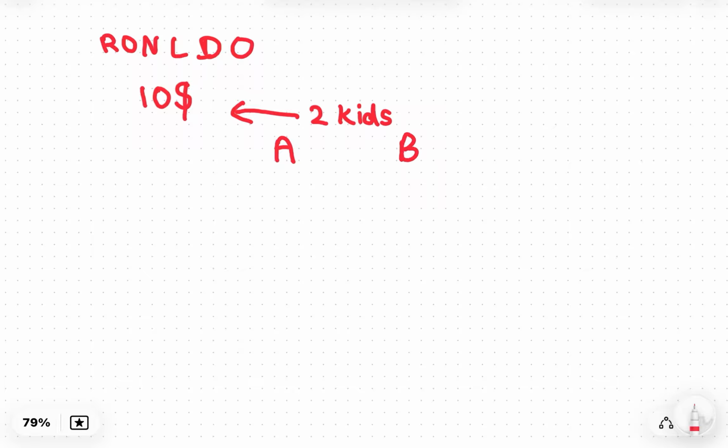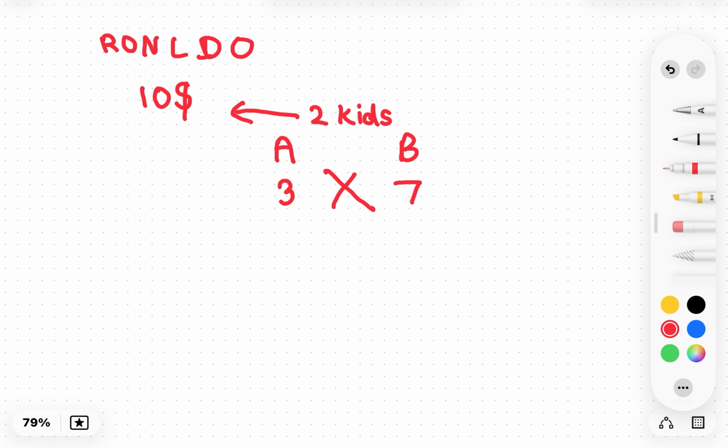Ronaldo has $10. Let's say his two kids want to go and buy some ice cream, so they ask for pocket money. Now Ronaldo believes in equality. His first kid is A and the second is B. If he gives $3 to first kid A and 7 to the second, will this be equal? No, it won't be equal.